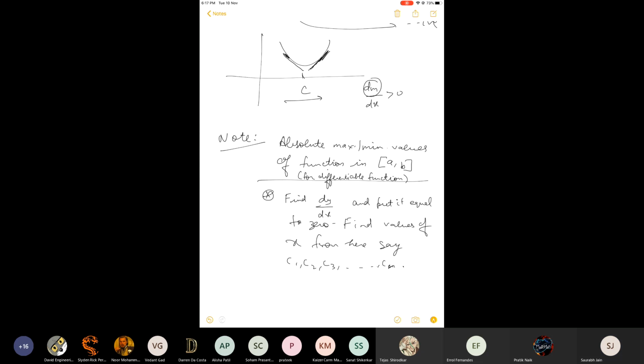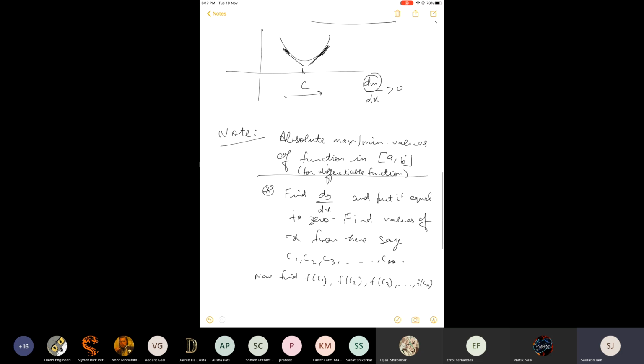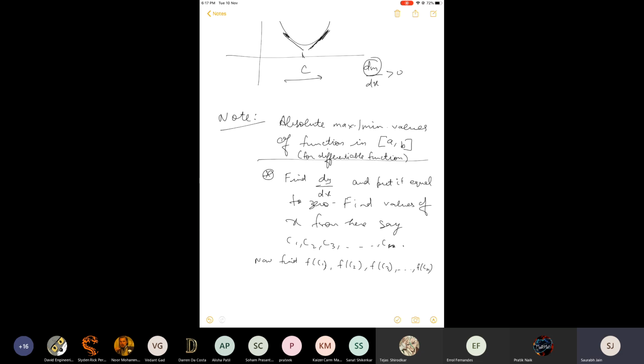Now finally do one simple thing. Now find f(c1), f(c2). You are going to find the values of the function at these values. If you remember, they are called critical points. And here only f dash x equal to 0 is the critical part, because f dash x does not exist will not hold here, since I am writing absolute maximum minimum, differentiable function. Then what else? Two more values, f(a) and f(b).